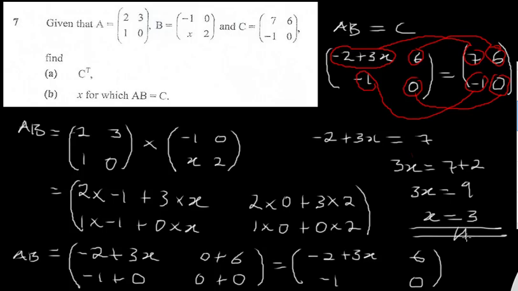Was that hard? I hope not. I hope you don't face any difficulty in solving a similar question. So transpose, you're just changing the rows to the columns. AB, you're simply multiplying A by B and equating to C. So we can move on to question number 8.